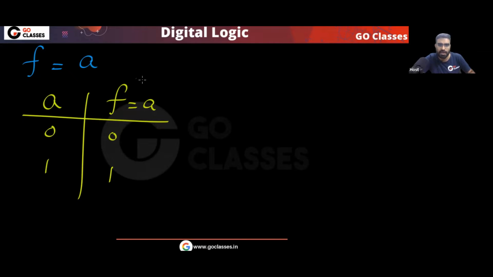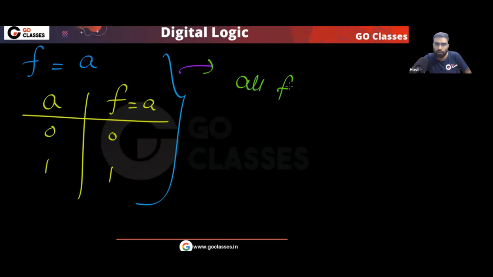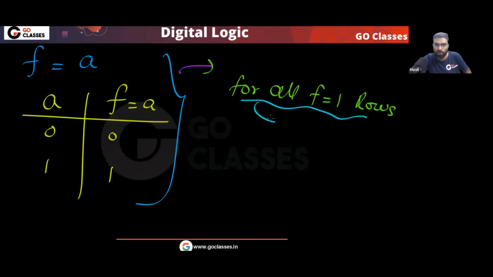Please tell me, I give you f equal to a. Is it linear or not? Look at this function. Apply the definition of a linear function. Here you can notice that it is linear. Why is it linear? F is linear because, notice what is happening for all f equal to 1 rows.